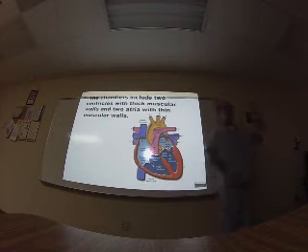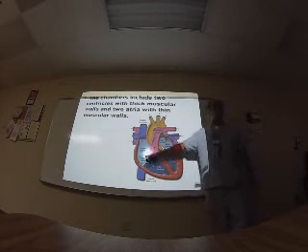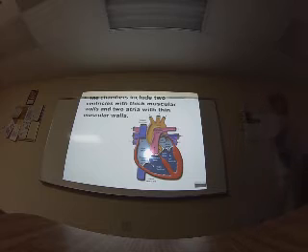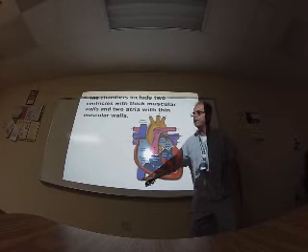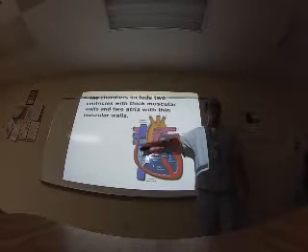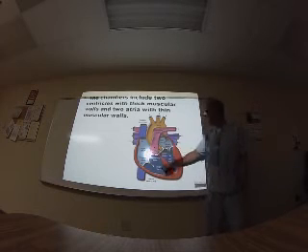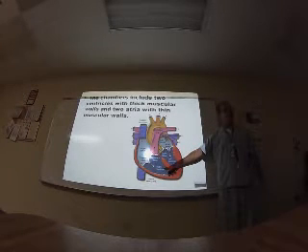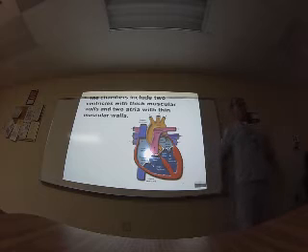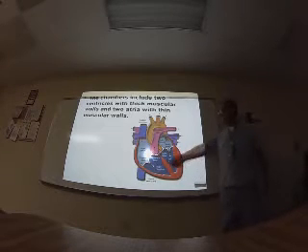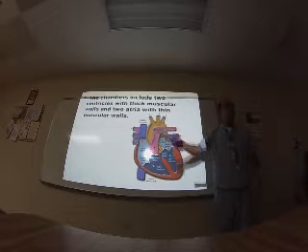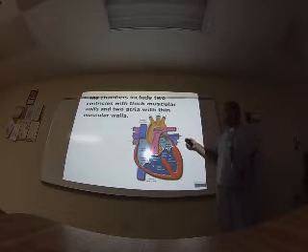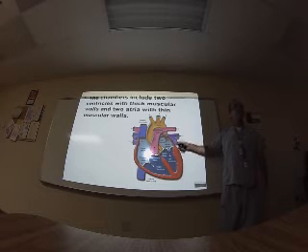Right atrium, oxygenated or deoxygenated blood in the right atrium? Deoxygenated. Where is the blood coming from into the right atrium? Inferior vena cava and superior vena cava. The other cavity is the right ventricle. The right ventricle also has deoxygenated blood. This blood goes to the pulmonary artery, goes to the lungs, takes oxygen, coming back from the pulmonary veins.